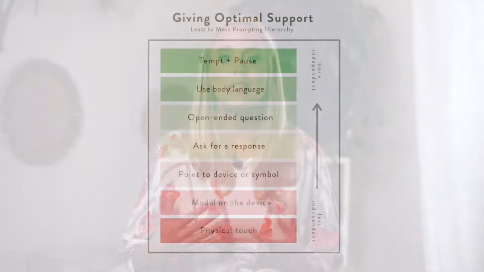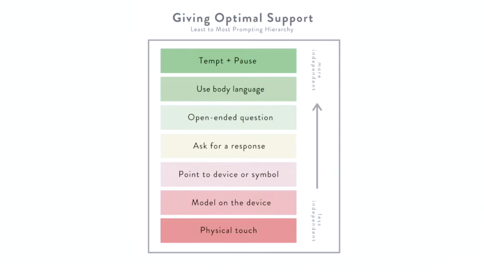You can use a least to most prompting hierarchy that prioritizes giving kids the space and time they need to start initiating more communication. Let me give you an example of how this works. First, we need to give a child lots of exposure to a specific word. So for example, if I'm teaching the word open, I give lots of exposure to that word by modeling on the device during motivating activities.